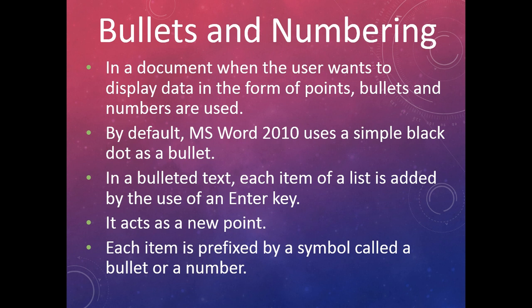In a bulleted text, each item of the list is added by the use of the enter key. As you press the enter key, another list item is added, and in front of that you can see a bullet. So it acts as a new point. Each item is prefixed by a symbol called a bullet or a number. If you have written numbers, the numbers will come one after the other. If you have used bullets, the bullets will come. We'll do it practically.